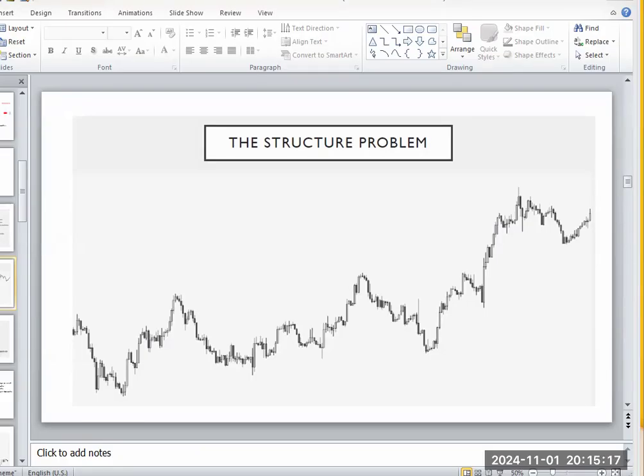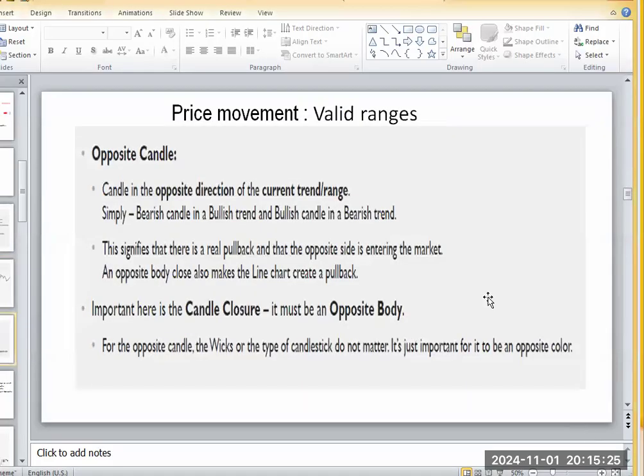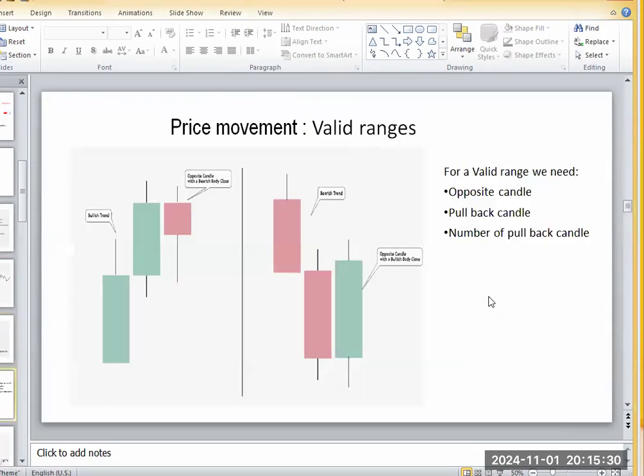So I'm going to give you one of the ways that we discuss on that school platform. Let me move on quickly. To have a valid range, we need to have an opposite candle, a pullback candle, and then we need to define how many candles we need to have for us to define it as a pullback candle. So first of all, in an uptrend, for instance, this is just a quick sample. It's just going over what has been discussed in the class.